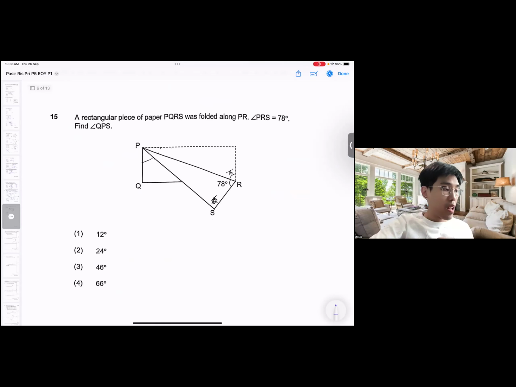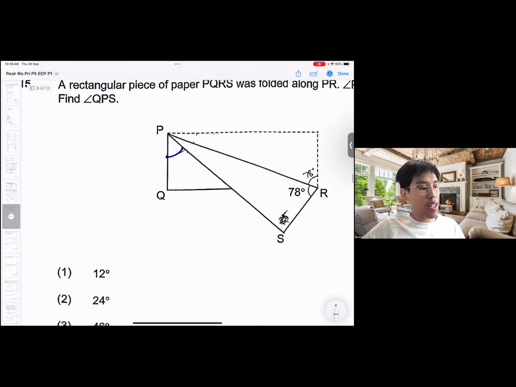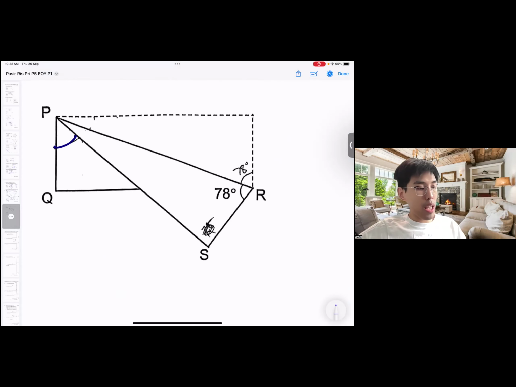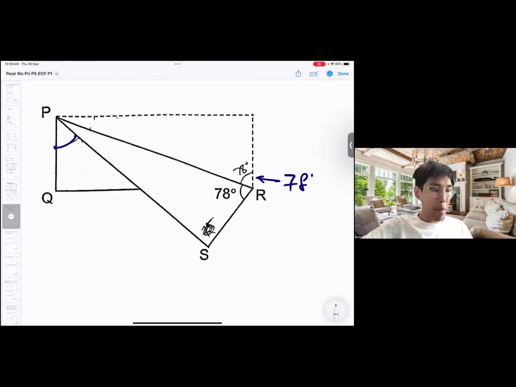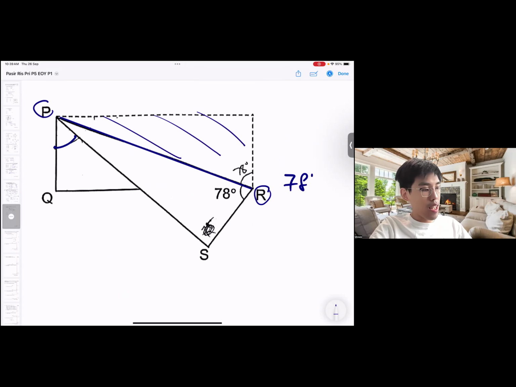Question 15. A rectangular piece of paper was folded. Angle PRS is 78. Find angle QPS. QPS is over here. When we fold a piece of paper, we have a given clue that this folded part is also 78. And why is that so? Because when we fold the paper, this 78 originally comes from here. You can see this line is like a mirror reflection. So the triangle here and the triangle here are actually the same, and the angles are also mirror reflected.